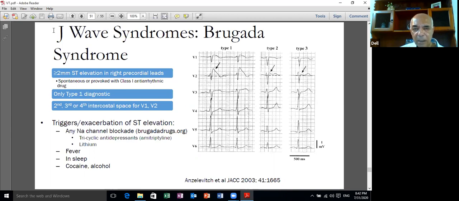Now this is heterogeneous because the Ito current is much more represented in the epicardium of the right ventricular outflow tract. As a result of that, there is dispersion of refractoriness between the epicardium and the endocardium of the right ventricular outflow tract, and this creates what we call phase 2 re-entry, responsible for the polymorphic ventricular tachycardia. Again, the electric current produced by the dispersion of refractoriness between the epi and the endocardium of the right ventricular outflow tract is responsible for the ST elevation characteristic of type 1 Brugada syndrome.